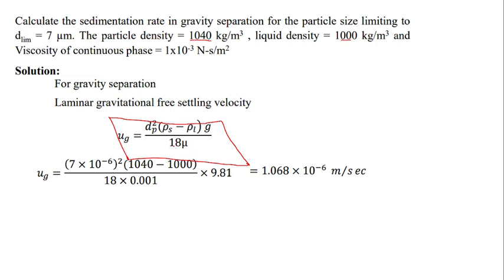So mu here is the viscosity. So viscosity is 10 power minus 3, which is nothing but 0.001, and it is substituted here. Okay, so if you solve this one, you will obtain Ug as 1.068 into 10 power minus 6 meter per second. Okay, this is the sedimentation rate in the gravity separation for the particle size of 7 micron. The only thing is you have to note down this formula: Ug is equal to dp square rho s minus rho l into g divided by 18 mu. All the data are given, I have to substitute it to find the Ug.